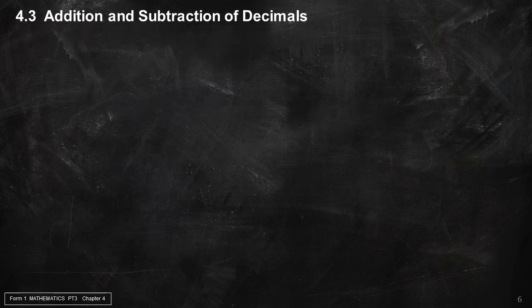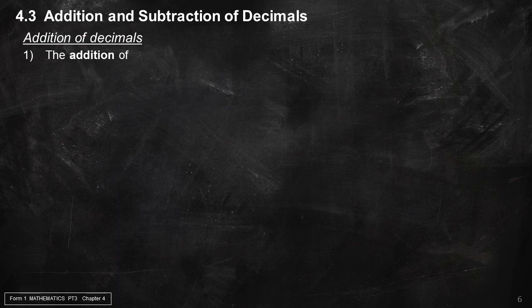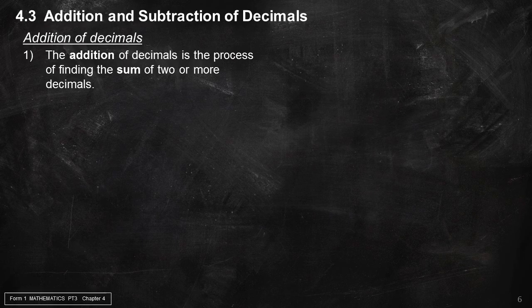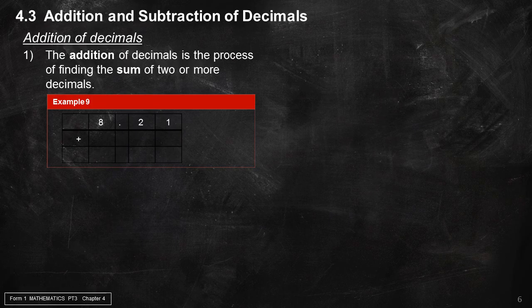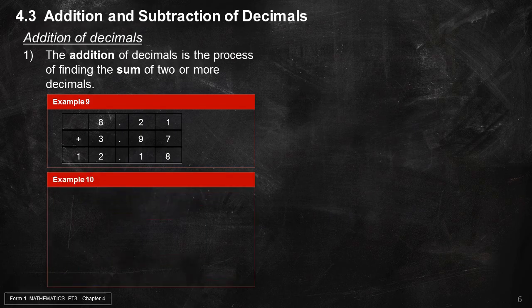4.3. Addition and subtraction of decimals. Addition of decimals. 1. The addition of decimals is the process of finding the sum of two or more decimals. Example 9. Example 10.